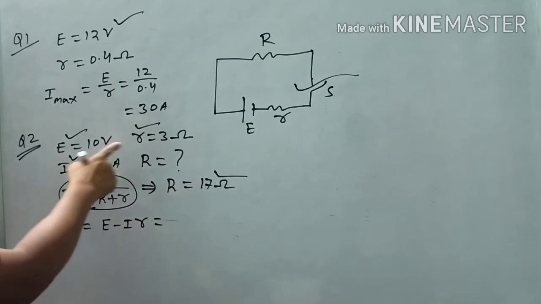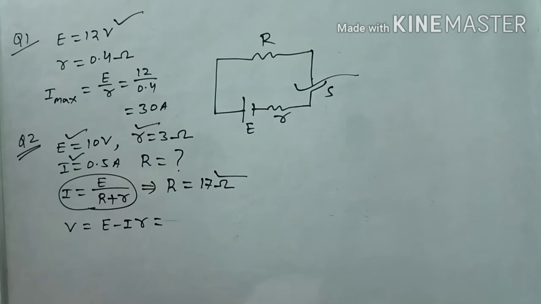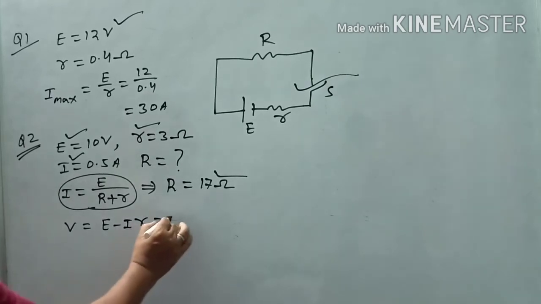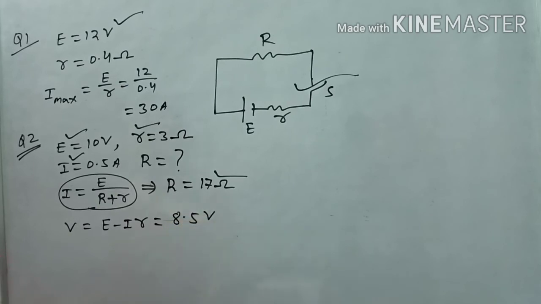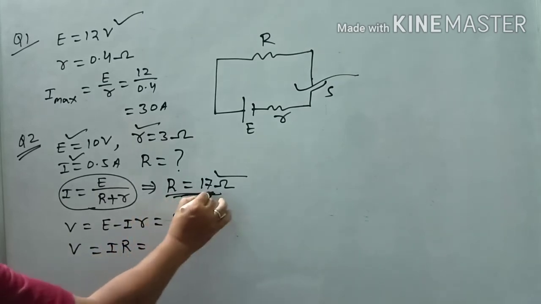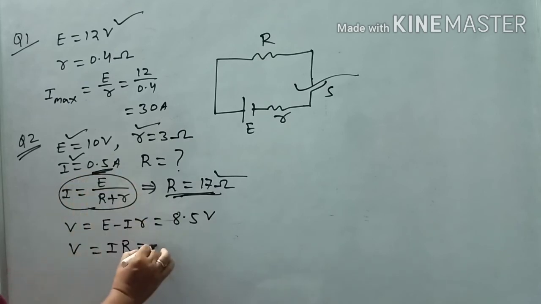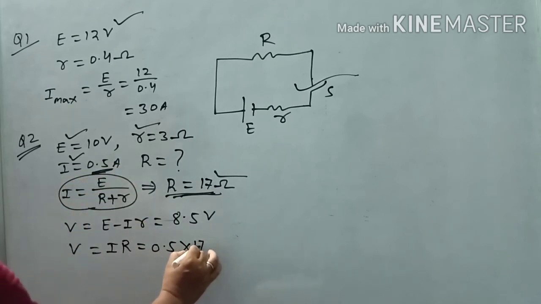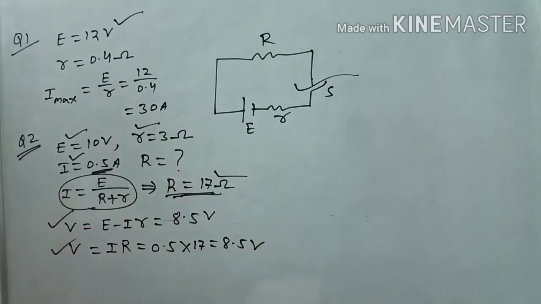E is there, I is there, R is there. After putting this, you will get 8.5 volt. You check it. You put this, you will get 8.5 volt. Either in this way you calculate, or use another formula V is equal to I into R, because R is already found out. So I is 0.5. So 0.5 into 17, that is 8.5 volt. Either this or that you can follow to find out this terminal voltage.